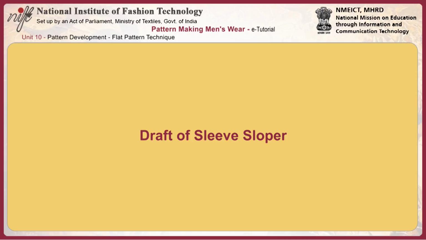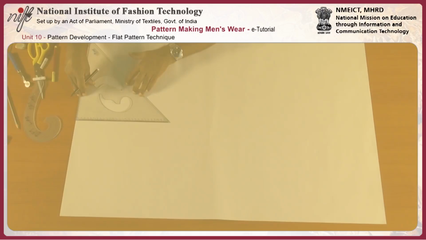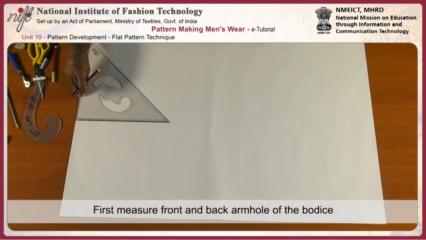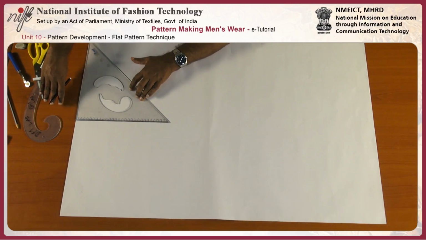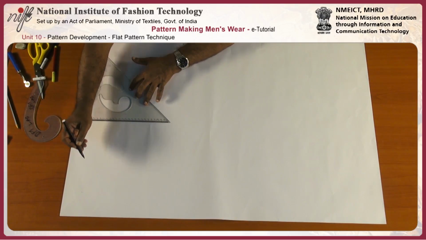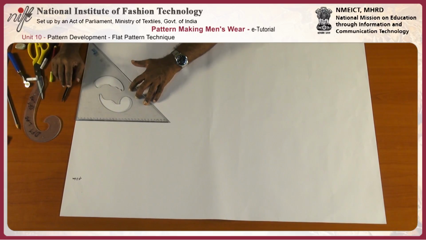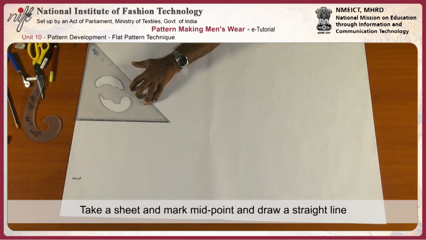Sleeve sloper block draft. The sleeve sloper block is constructed based on the body's armhole measurement. First, you need to measure front and back armhole of the body's sloper, then add for total. So in this case, the body armhole total is 47 centimeter. Take a sheet, mark midpoint and draw a straight line.